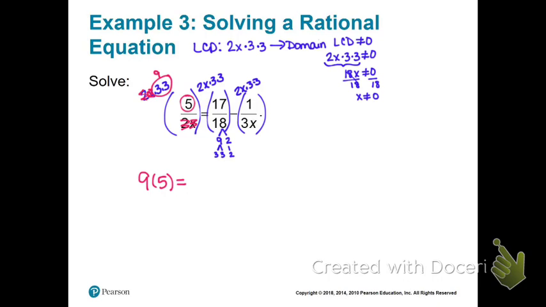My second fraction had a 3, 3, and 2 on the bottom. So they're going to cancel out. So I'm left with x on the outside times 17 on the inside. It's a minus symbol. My last fraction had a 3 and an x on bottom. So one of the 3's and the x are going to cancel. So I'm left with 2 times 3 on the outside, which is what? 6 times 3. So I have 6 on the outside times 1 on the inside.